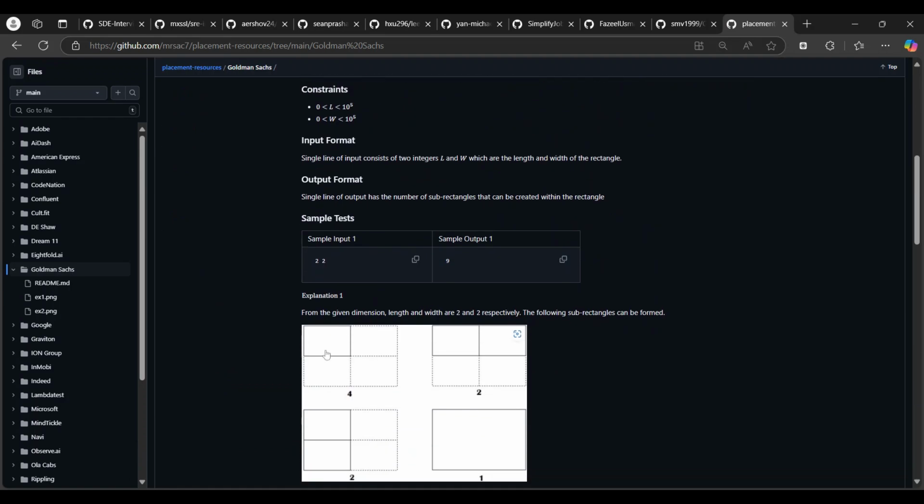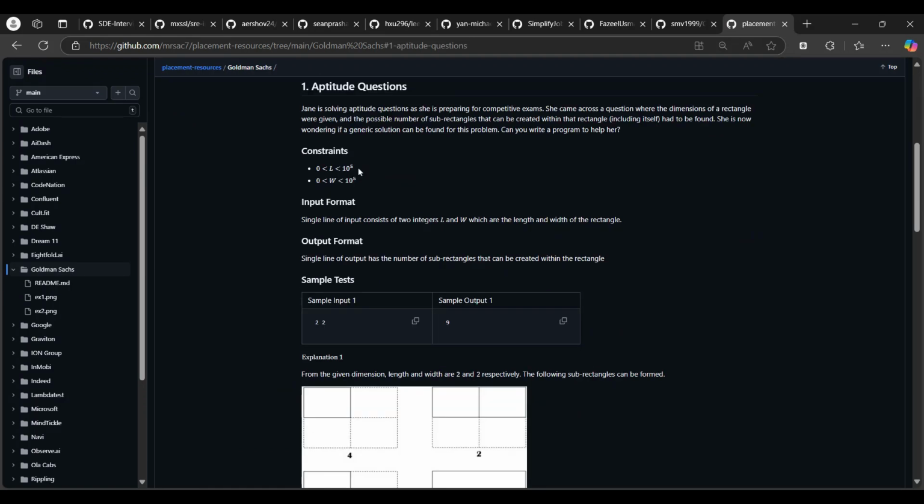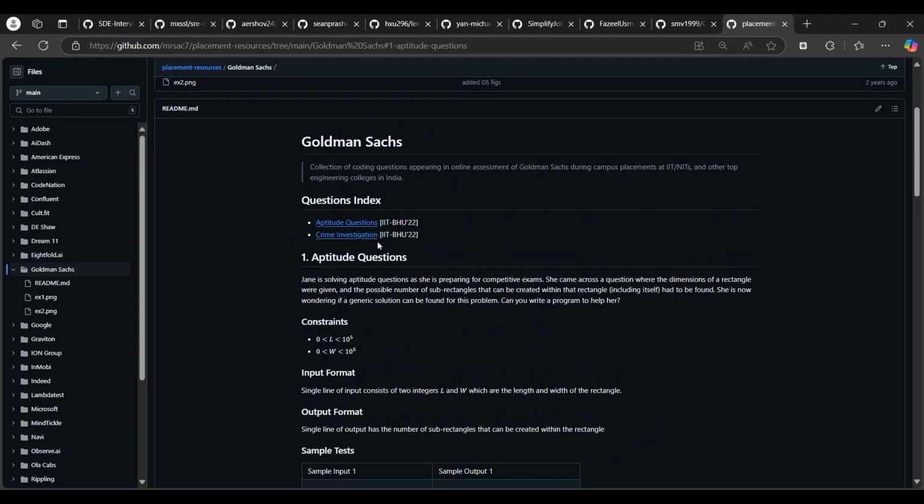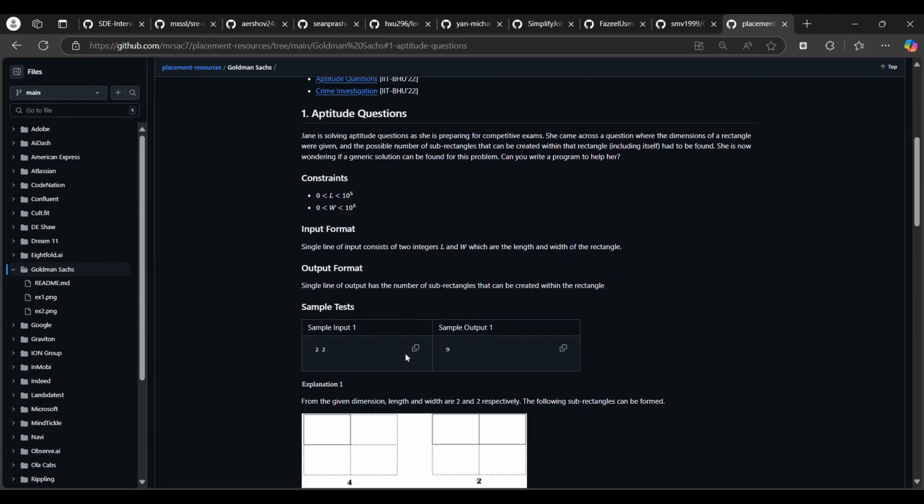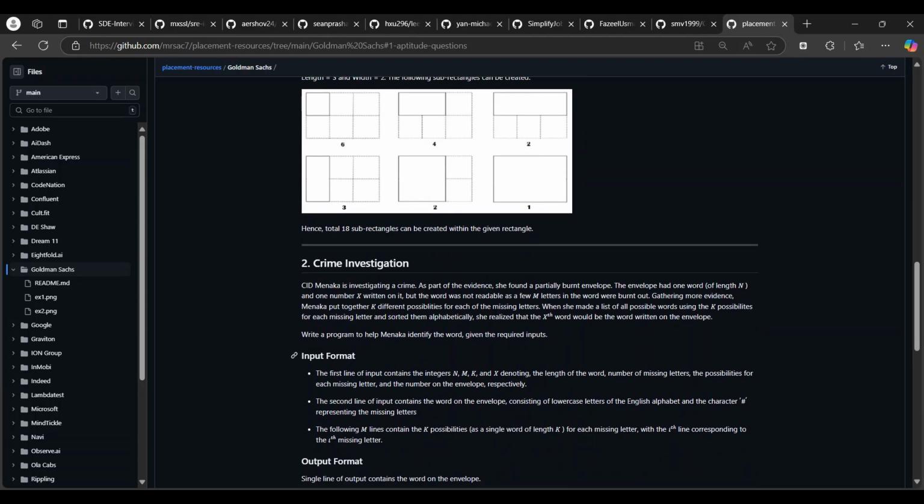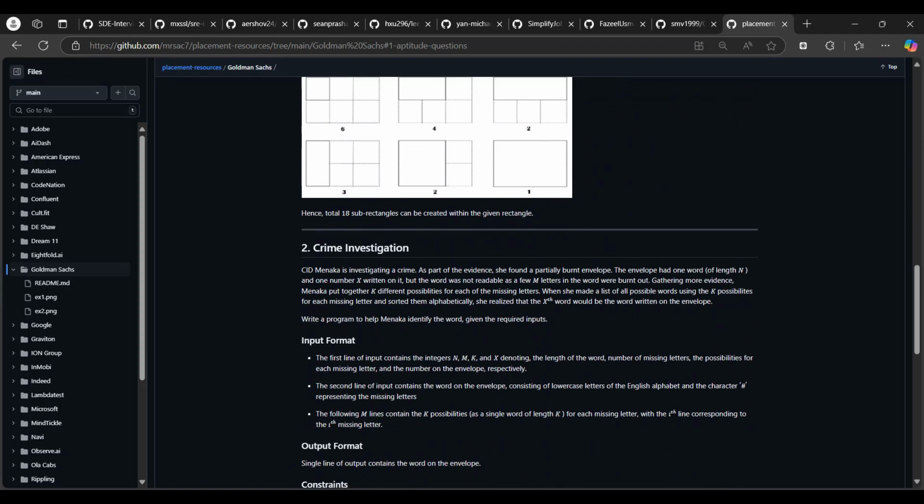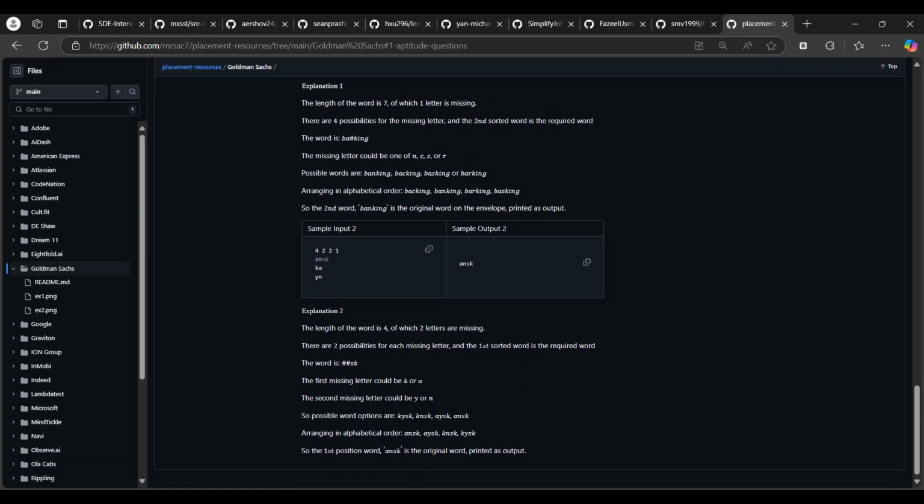And the really good thing is they have added not only coding questions but also aptitude questions, right? Aptitude is also important, because this is the preliminary round, and only then will you be selected for the coding round. So you have to crack aptitude, right? They have listed aptitude questions, and where they were asked, like IIT BHU 2020. In IIT BHU, Goldman Sachs asked these questions. Then crime investigation questions, right?